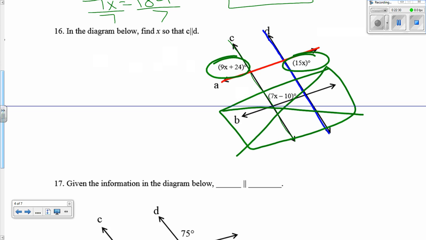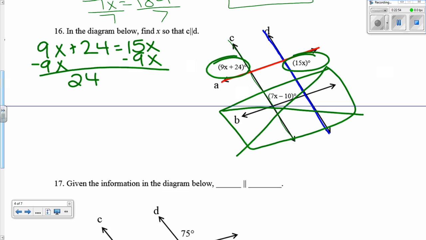So with those two, I need to figure out what's my relationship. Well, they're on opposite sides of the transversal, and they're both outside C and D, so these are alternate exterior, which means these are going to be congruent. If I set them equal to each other, I subtract my 9x to get my x's to one side. So 24 equals 6x. Divide by 6. So x equals 4.